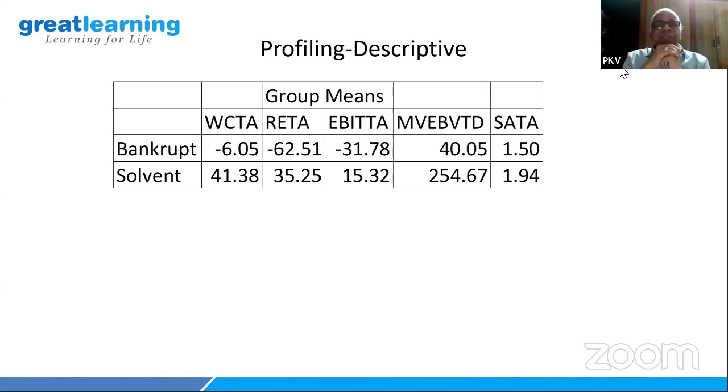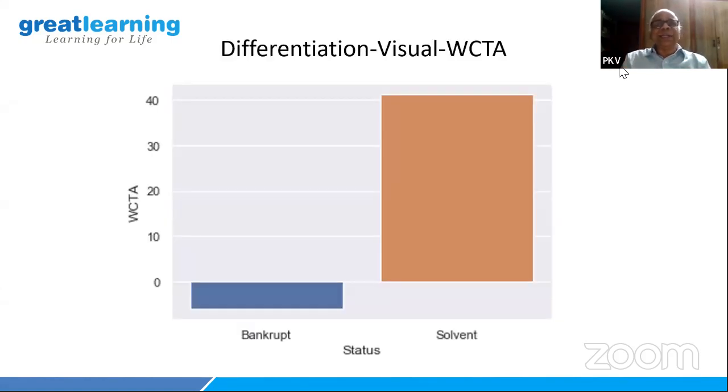We have got the group means. Now, some visuals of this. Differentiation is the second goal of discriminant analysis. Profiling is the first goal. And then the visuals, when you look at the bankrupt companies and the solvent companies, a picture is worth 1,000 words. Now, perhaps here, if not 1,000, at least you can give 500 words or 200 words. But look at the graphic. Bankrupt company is here, and solvent company is way above that. The working capital is doing so well.